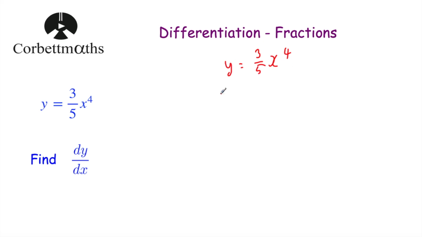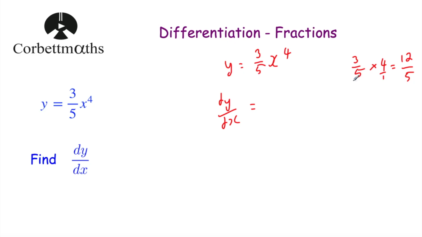So when we differentiate, we get dy by dx, and that's equal to, we're going to bring down the power, so we're going to multiply the 3/5 by 4, so 3/5 times 4. If we've got 3/5 and we times it by 4, I tend to just put 4 over 1 like that, and then I do 3 times 4 is equal to 12, and then 5 times 1 is equal to 5. So 3/5 times 4 would be equal to 12/5.